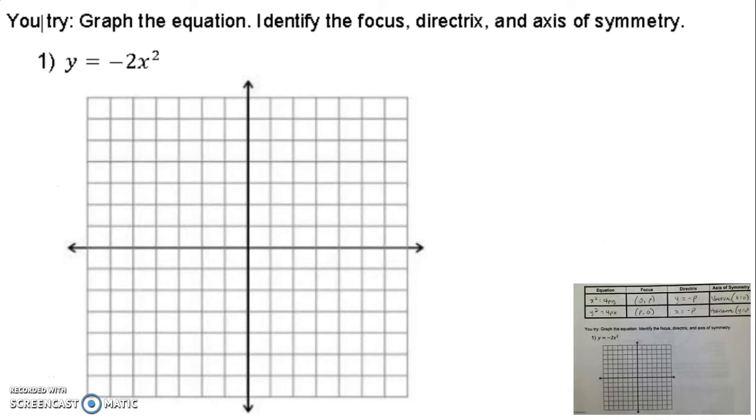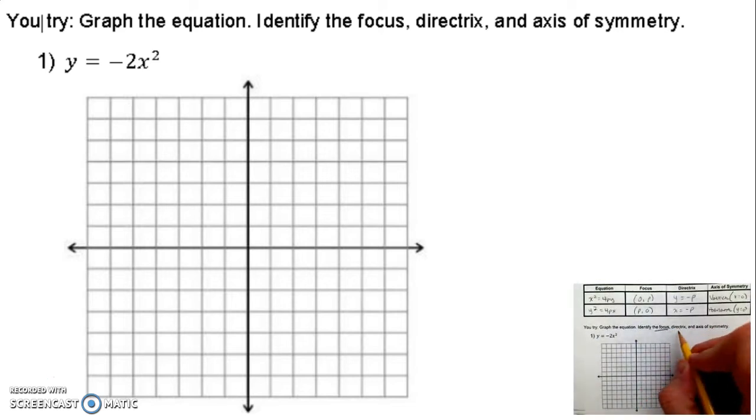So let's go ahead and try one together. We're going to graph this equation, y equals negative 2x squared. And importantly, we're asked to identify the focus, the directrix, and the axis of symmetry.